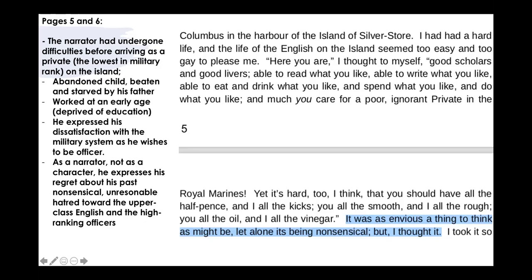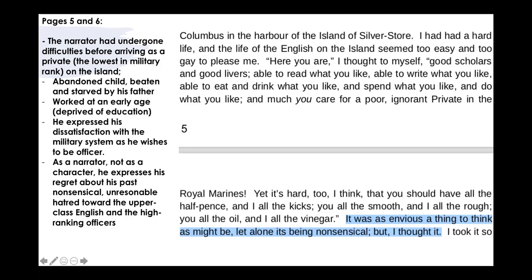And listen here, ladies and gentlemen, I've highlighted this. "It was as envious a thing to think as might be, let alone its being nonsensical," which means illogical, unreasonable, "but I thought it." And look, he's using the simple past here, which means the narrator now is more mature than in the past. In the past, he used to feel jealous toward the upper class people, toward the higher ranking officers. Let's go, please follow this cursor, ladies and gentlemen. Let's go to the comments in here.